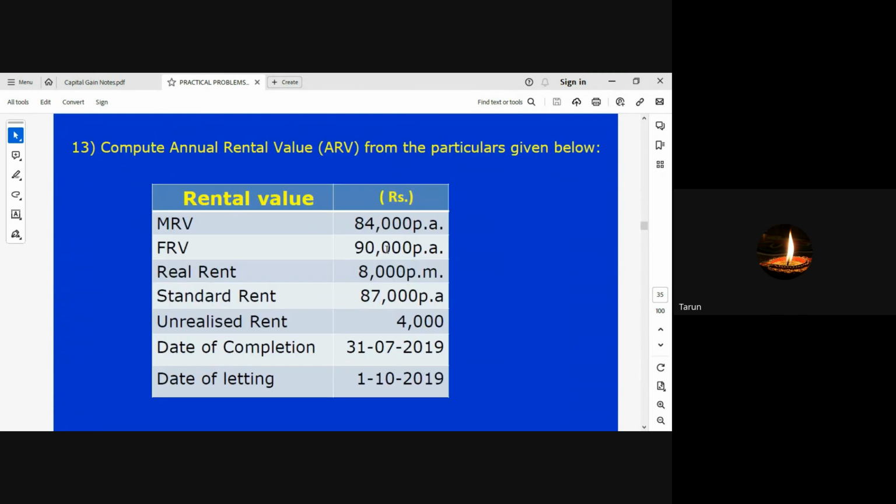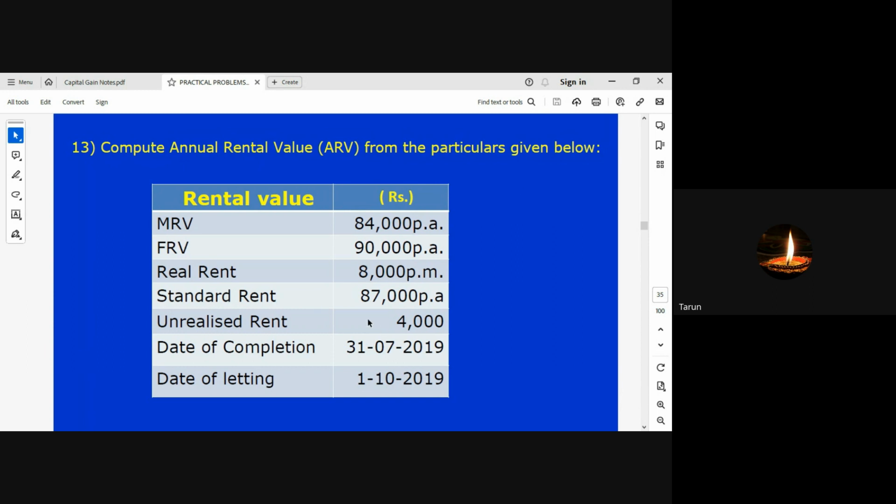So let's talk about the loss due to the vacancy period. The difference between the date of completion and the date of letting out the property: the date of completion is 31st July, that is the ending date, and the date of letting out is 1st October. So what is the difference between these two dates, how many months? That is 2 months.